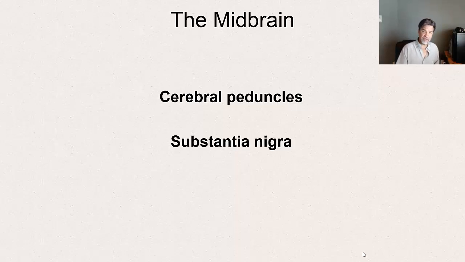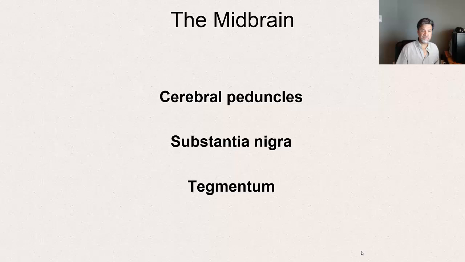The substantia nigra is a darkened region. We'll see a picture of a slice in a second in the midbrain. And the substantia nigra is where a lot of movement actions, purposeful movement, is figured out and accomplished. So we'll initiate those signals within the substantia nigra.